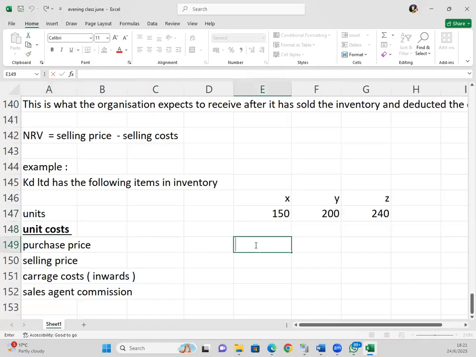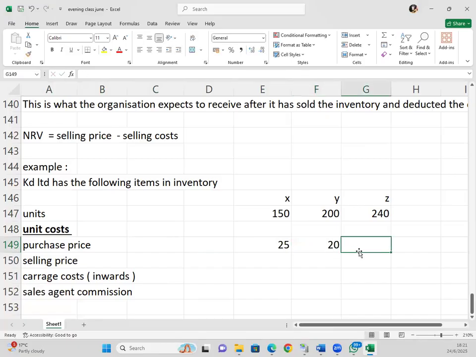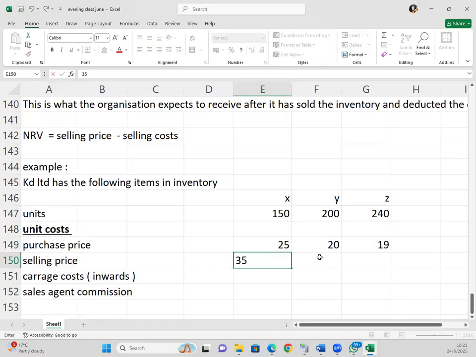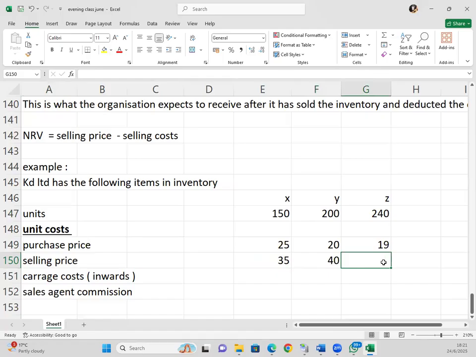So the purchase price, let's come up with maybe, let's say 25, this one 20, this one 19. Then the selling price, this one 35, this one 40, this one 48.